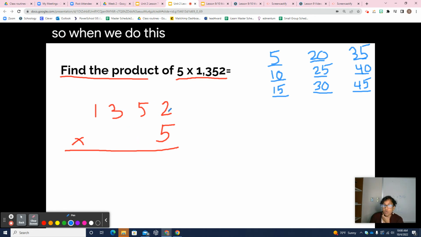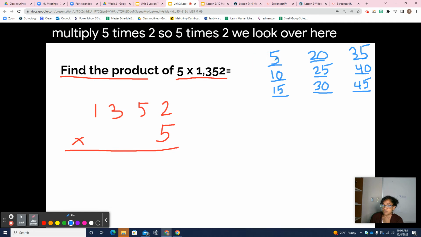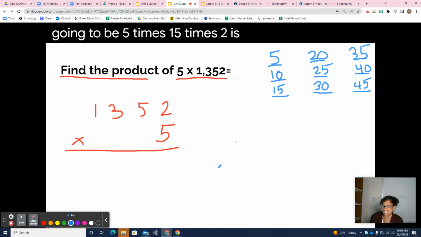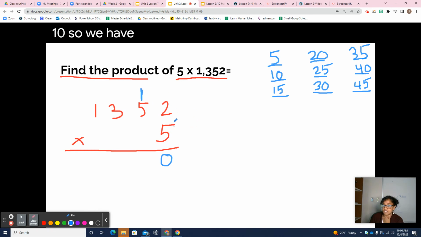When we do the standard algorithm, we're going to start in our ones place. We're going to multiply 5 times 2. If we look over here, 5 times 2 is 10. So I'm going to put down my 0, and then I have to carry my 1. So we have 5 times 2 equals 10.